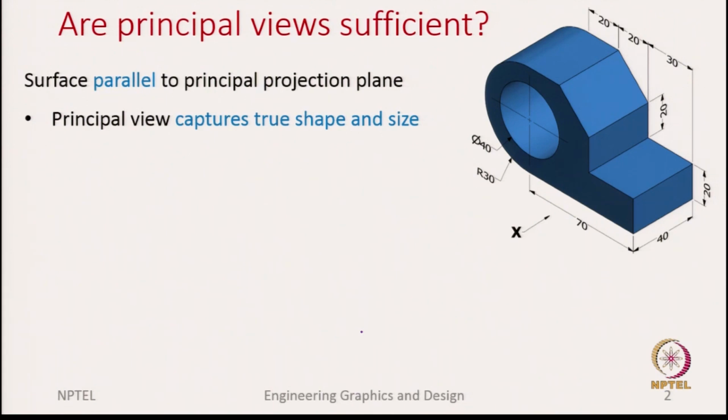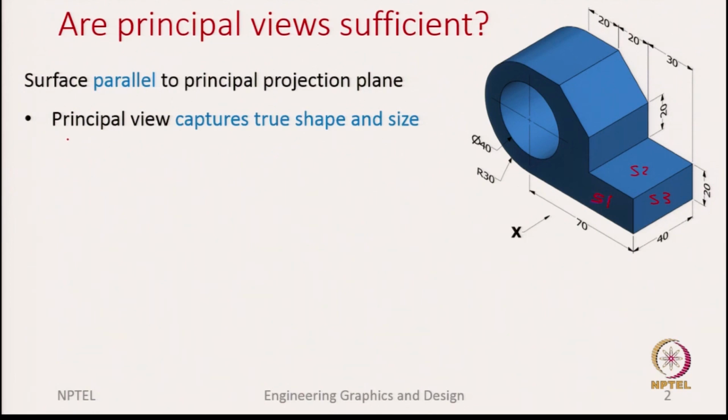So, let us focus on this solid model, and then we will turn our attention to different surfaces. Let us say these are surfaces S1, S2 and S3. So, these are three surfaces on the solid. What we are trying to say is, can we capture the true shape and size of these surfaces?